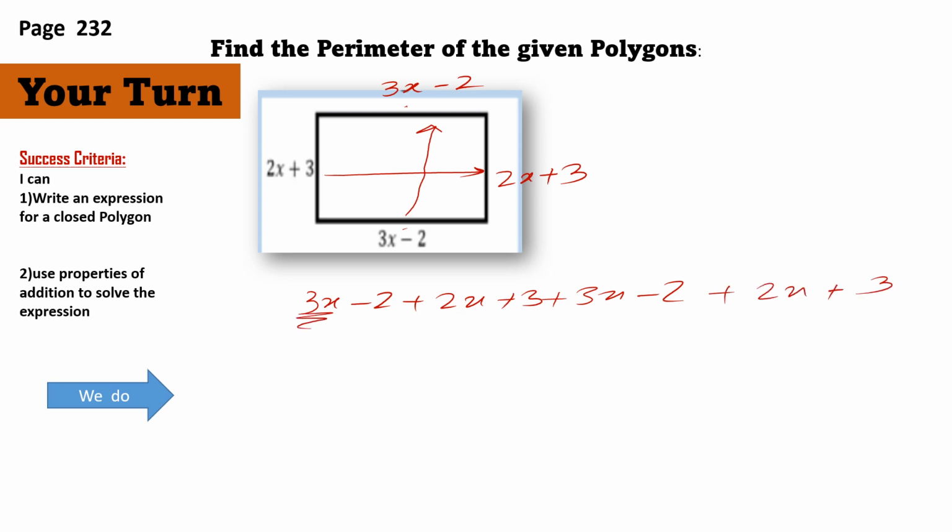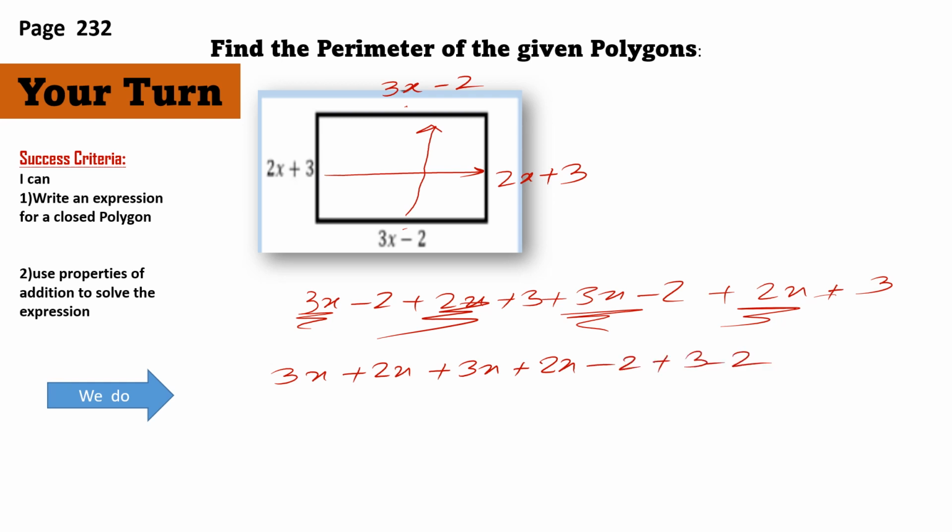Add all the numbers. 3x plus 2x plus 3x plus 2x, all together, and numbers together. So minus 2 plus 3 minus 2 plus 3. 3 plus 2, 5. 5 plus 3, 8. 8 plus 2, 10x. Okay.